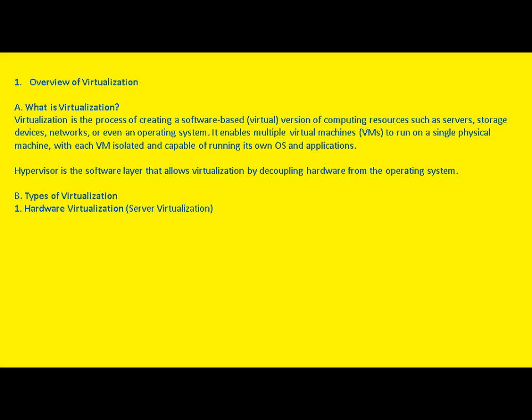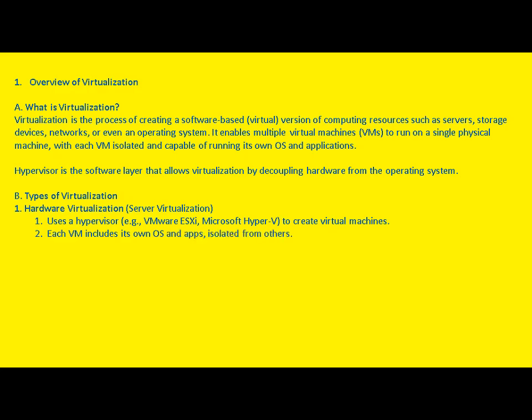So what is a hypervisor? A hypervisor is a software layer that allows virtualization by decoupling hardware from the operating system. So what are the types of virtualization? First is hardware virtualization, that is server virtualization. It uses a hypervisor, for example VMware ESXi or Microsoft Hyper-V, to create virtual machines. This hypervisor layer runs directly on your hardware. Each VM includes its own operating system and apps, isolated from others.